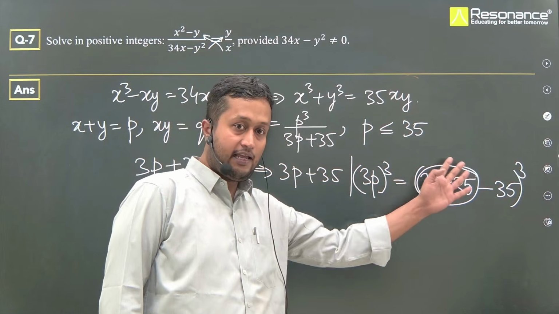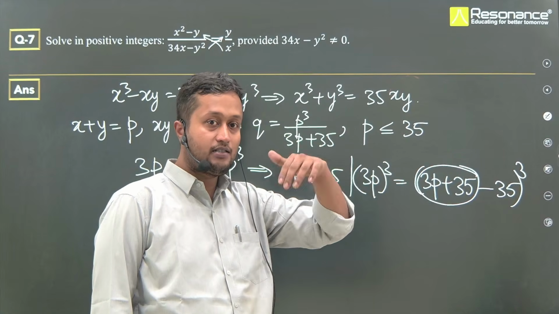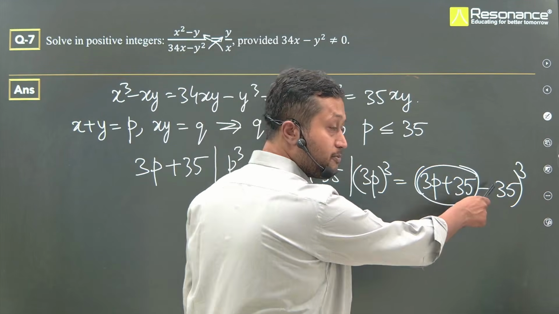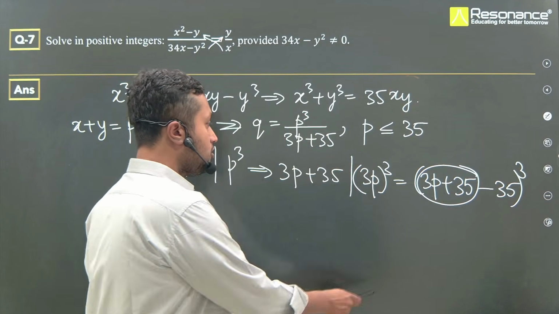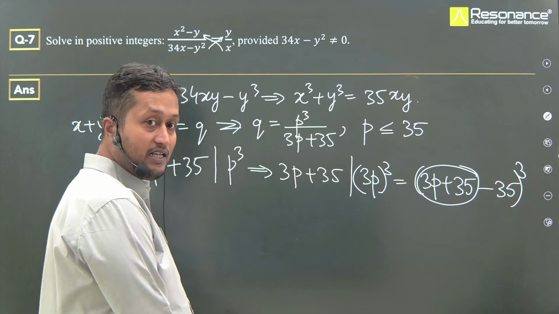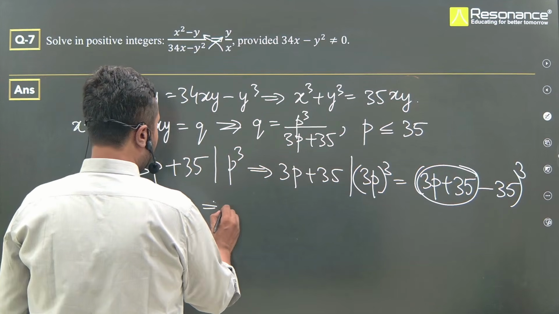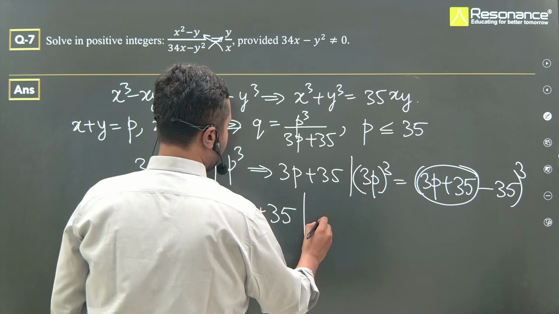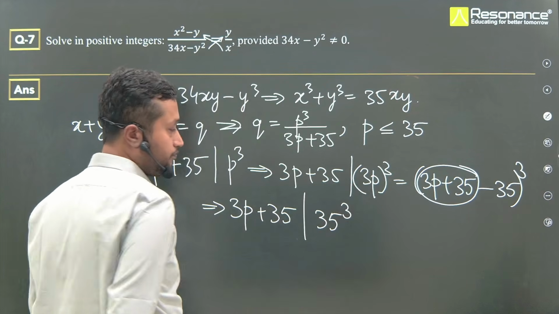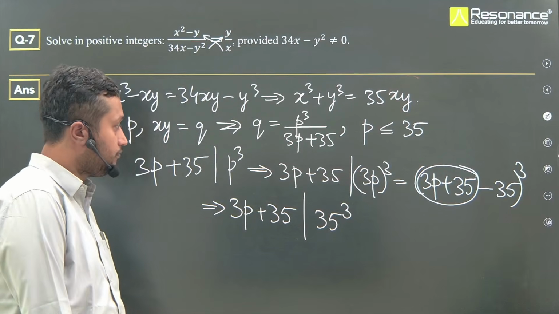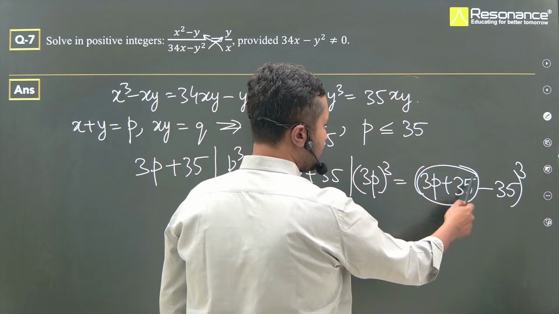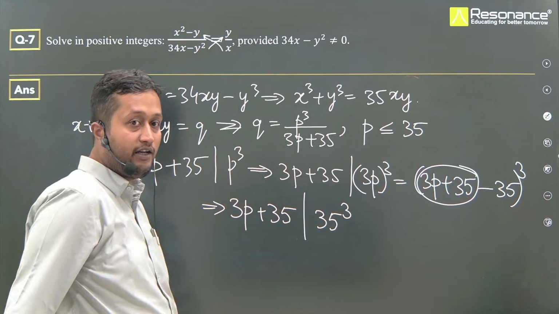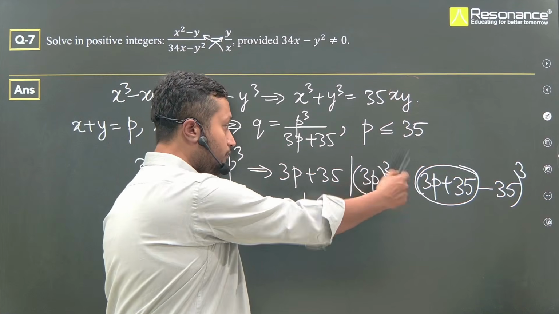What does that look like? That's like (a minus b) cubed. So it has a cubed minus 3a squared b plus 3ab squared minus b cubed. Now all the terms except that minus b cubed have a, meaning all those terms will be divisible by 3p plus 35. So I conclude that 3p plus 35 has to divide the last term, which is 35 cubed. Because if you expand it out, you'll see that the first three terms are divisible by 3p plus 35. In fact, that was the whole reason why we wrote 3p like that.